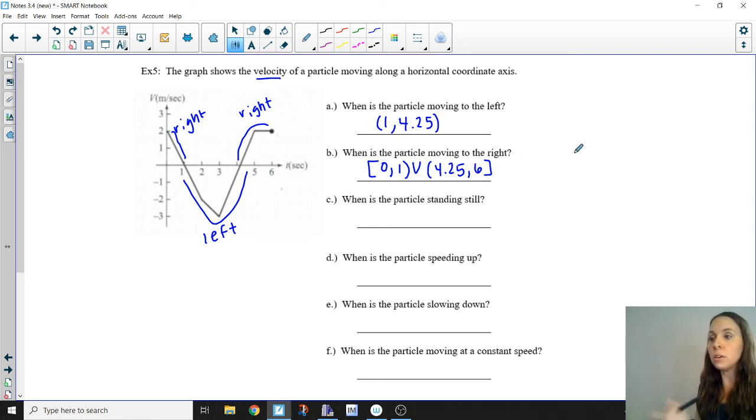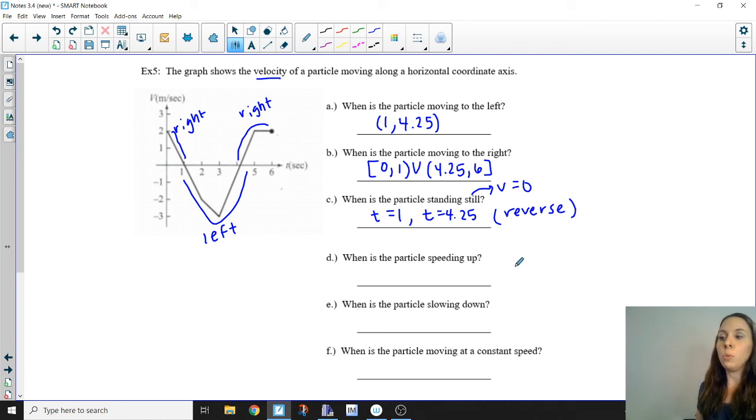So now part C, when is the particle standing still? The only places where we have a velocity of 0 are instances of time, t equals 1 and t equals 4.25. All other times it's moving, so we can't give an interval here. And really what's going on is that it's reversing direction. It's changing direction there.